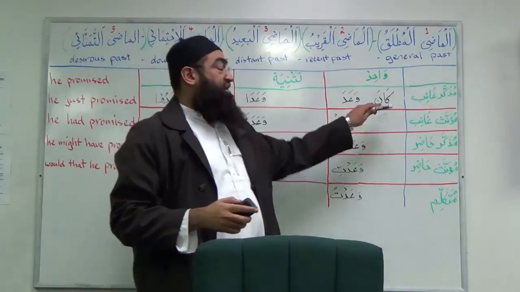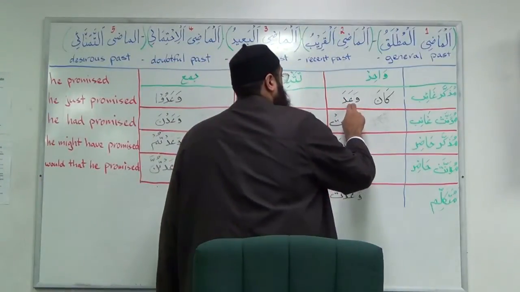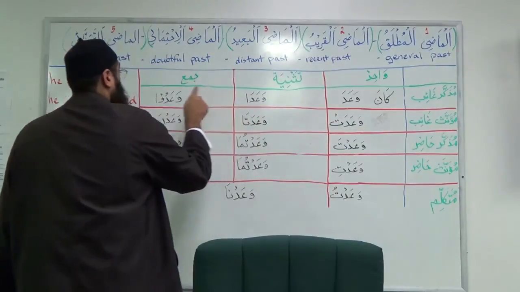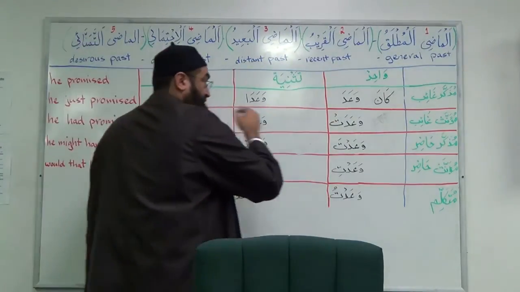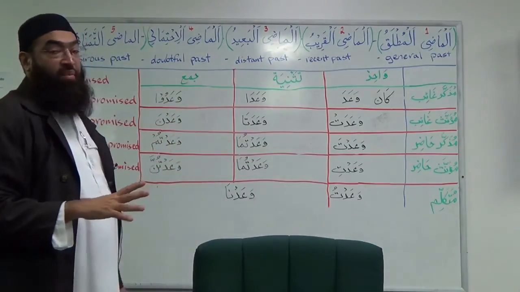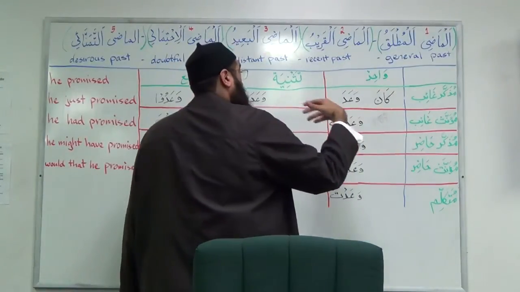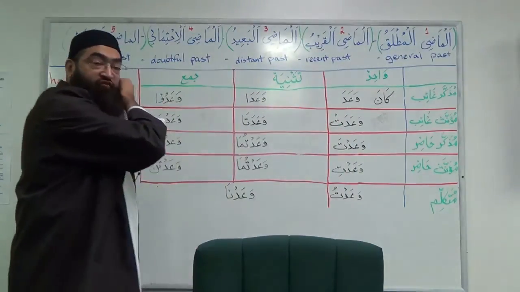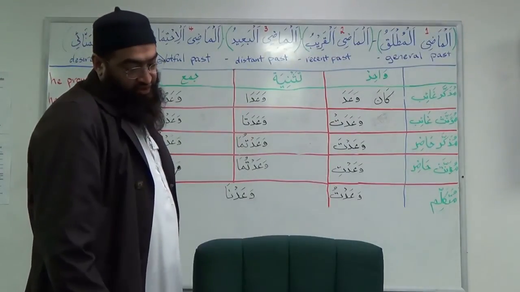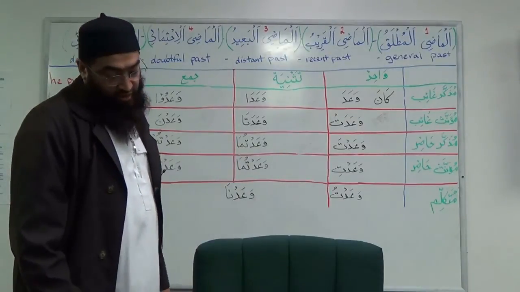But since kana itself is a verb, just like the main verb changes at the end from wa'ada to wa'adu, and wa'adu to wa'adat, and wa'adata, and wa'adna, in the same manner, the kana will also change with the verb. Kana itself is a verb, so it has to be conjugated alongside the main verb also.